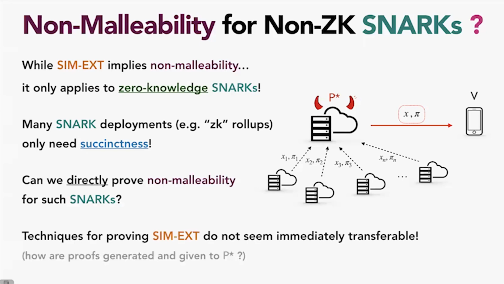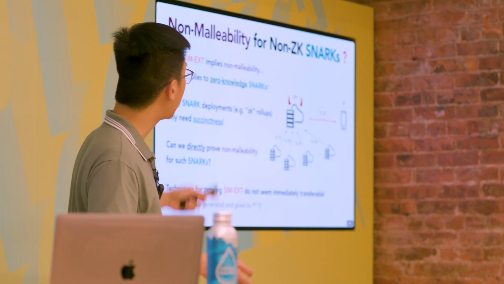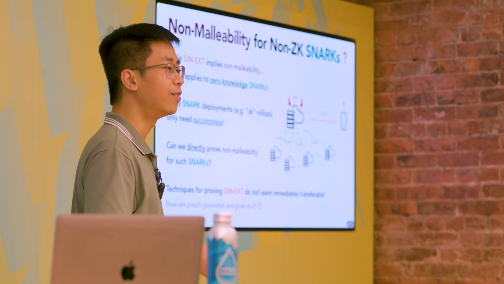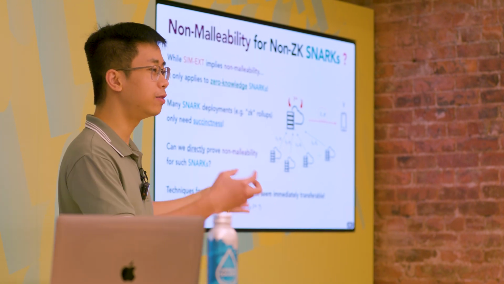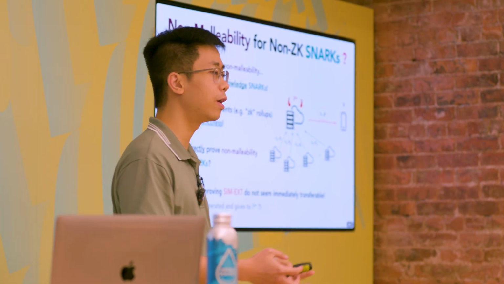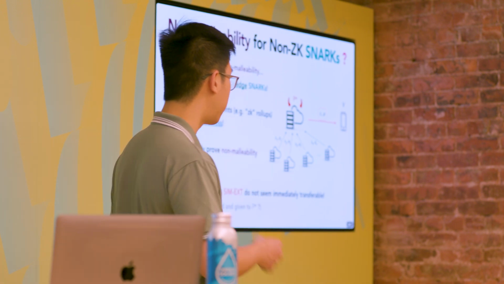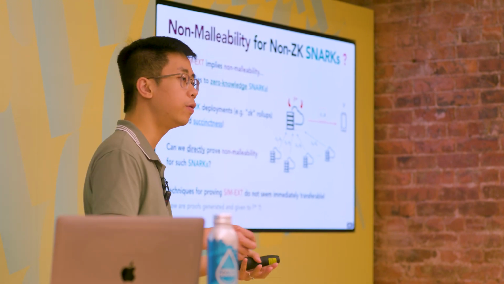Here, I think maybe I haven't delved too much into this question, but at least on a surface level, it seems that you do need some new technical ideas, because these techniques for proving simulation extractability rely a lot on having a simulator. So without a simulator, how do you set up the definitions? How do you make sure that the technical properties all go through, and so on and so forth?